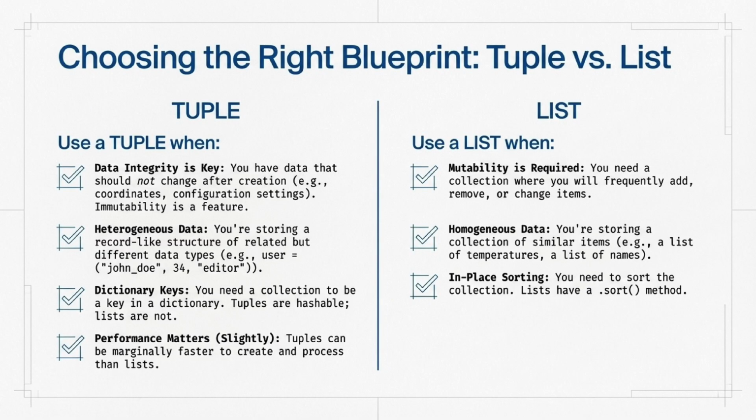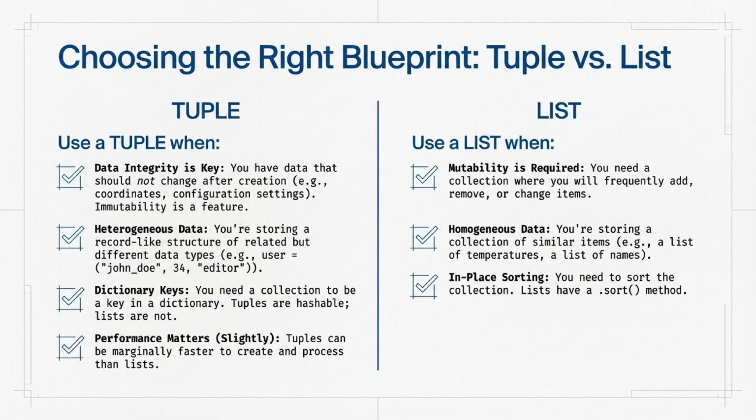Use a tuple when data should not change after creation, so immutability is important. You are storing heterogeneous data, different data types in one record. The collection needs to be used as a dictionary key, where the tuples are hashable. Slight performance gains matter, since tuples are a bit faster and lighter than lists.